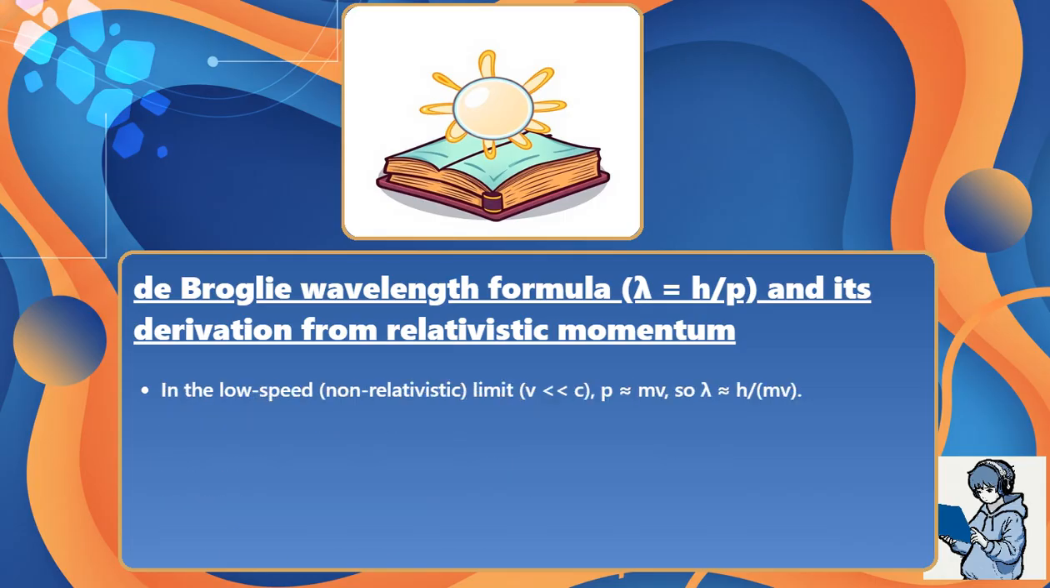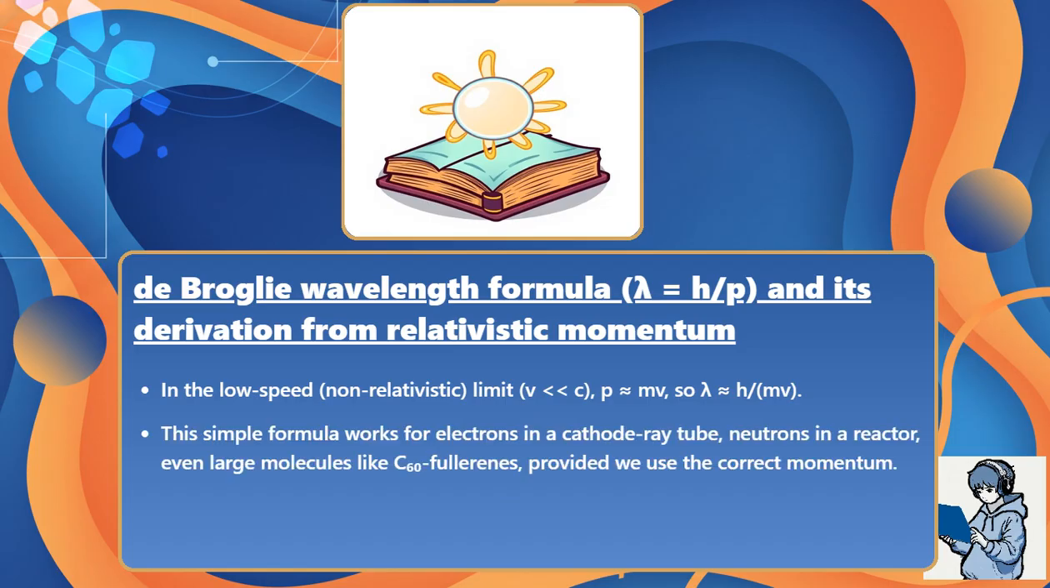In the low-speed non-relativistic limit, v much less than c, p is approximately m v, so lambda is approximately h divided by m v. This simple formula works for electrons in a cathode ray tube, neutrons in a reactor, even large molecules like C60 fullerenes, provided we use the correct momentum.